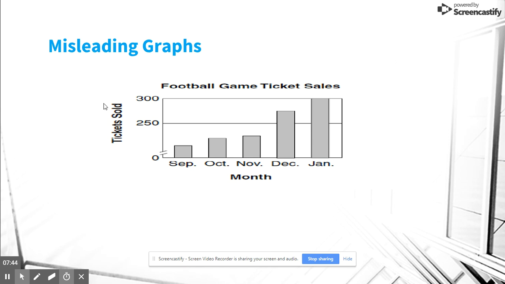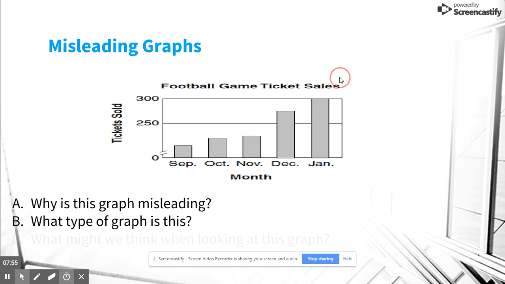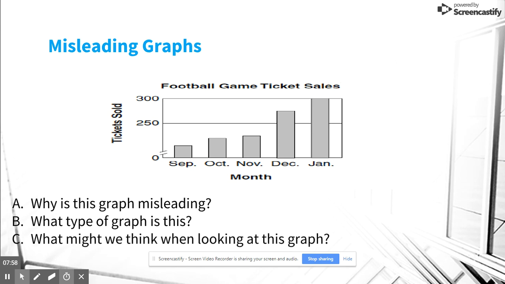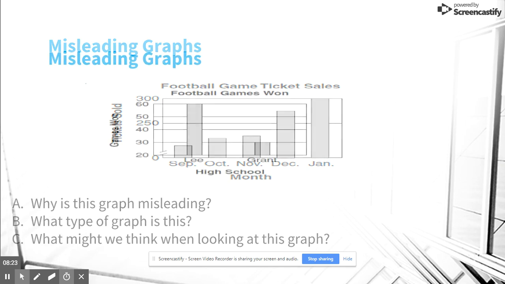Here we're looking at tickets sold, a football game, ticket sales, and the months. So why is this graph misleading? And what type of graph is this? And what might we think when looking at this graph? So again, we're looking for those 3 things when looking at misleading graphs. Unequal intervals. Does a scale start at 0? And are we comparing different amounts? So that's what you and your partner need to be discussing when determining if the graph is misleading.